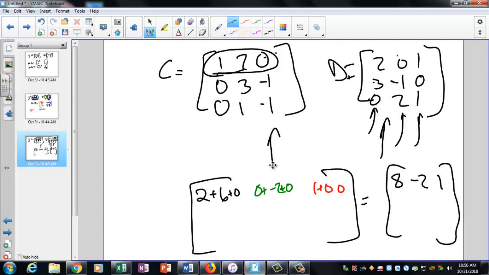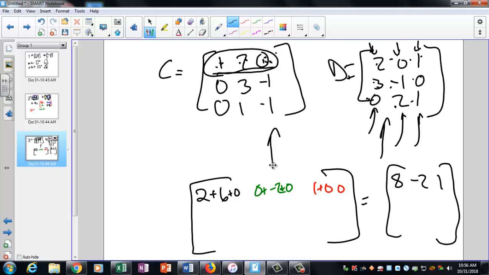We did the first row by each of these 3 columns. This is the first one, this is the second, this is the third. So it's 1 times 2, 2 times 3, 0 times 0. 1 times 0, 2 times negative 1, 0 times 2. 1 times 1, 2 times 0, and 0 times 1. Does that make sense?